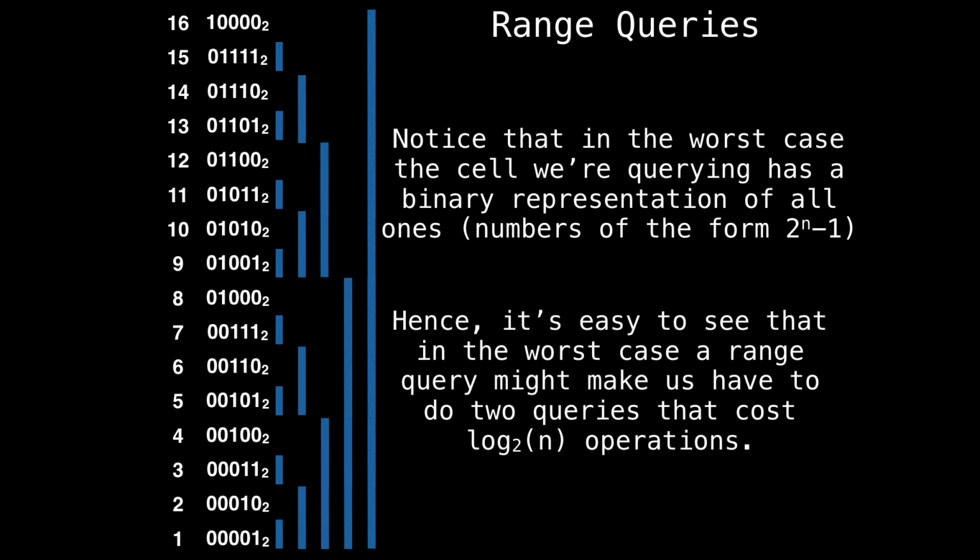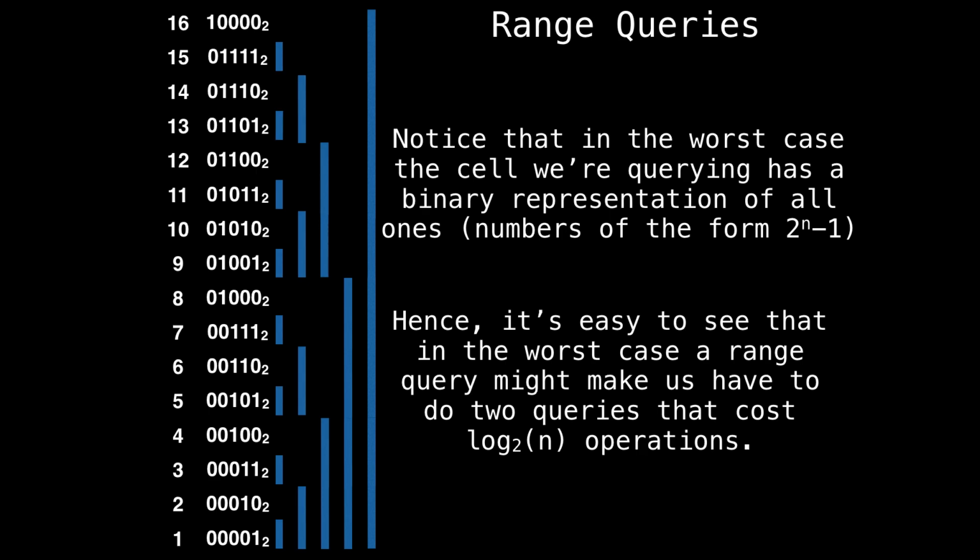So notice that in the worst case, we're querying a cell which has a binary representation which is all ones. And these are numbers of the form 2 to the n minus 1, so a power of 2 minus 1. A power of 2 has a 1-bit set and all zeros, but when you subtract 1, then you get a whole bunch of ones. So if you look at 15, almost all of its bits are ones, and those are the worst cases.